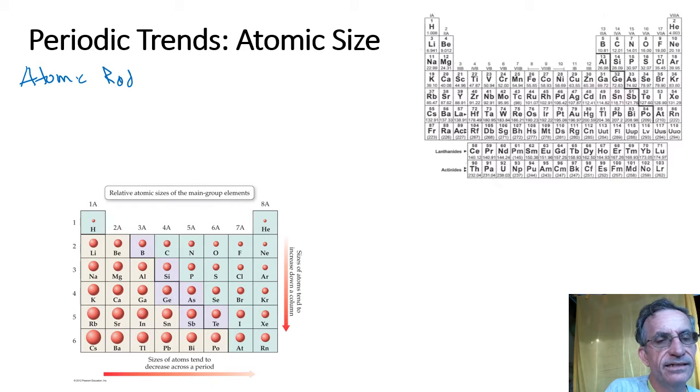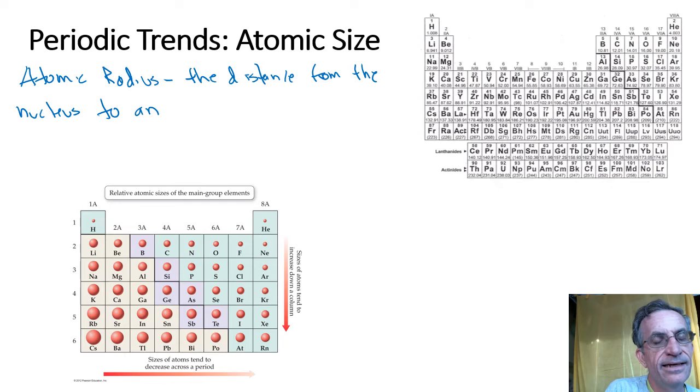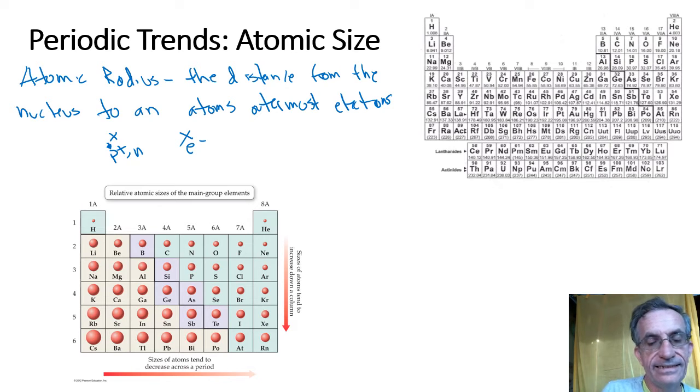So atomic radius, just to be clear, it's really the distance from the nucleus to an atom's outermost electrons. So in the middle of an atom, you've got your nucleus, that's where the protons are, right? And the neutrons, I suppose. And then outside are the electrons. So how far is it from here to here? What is that distance from the nucleus to the outermost electrons?